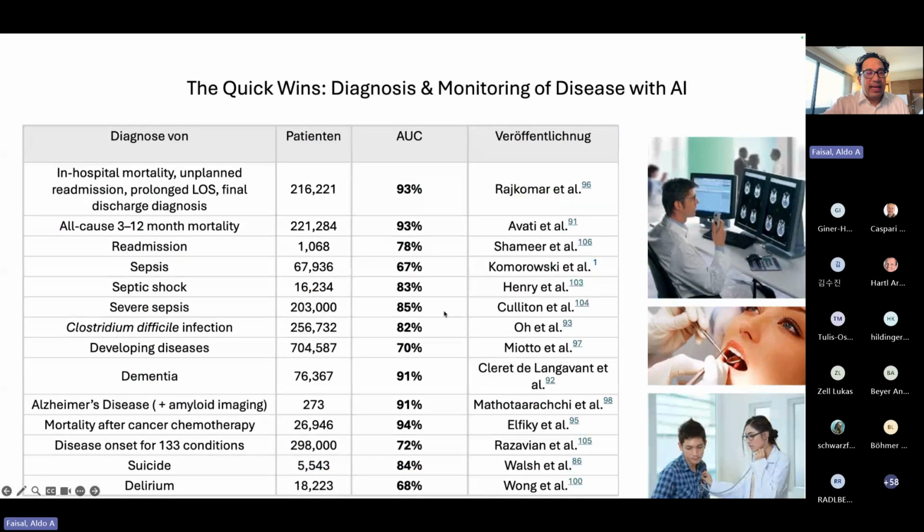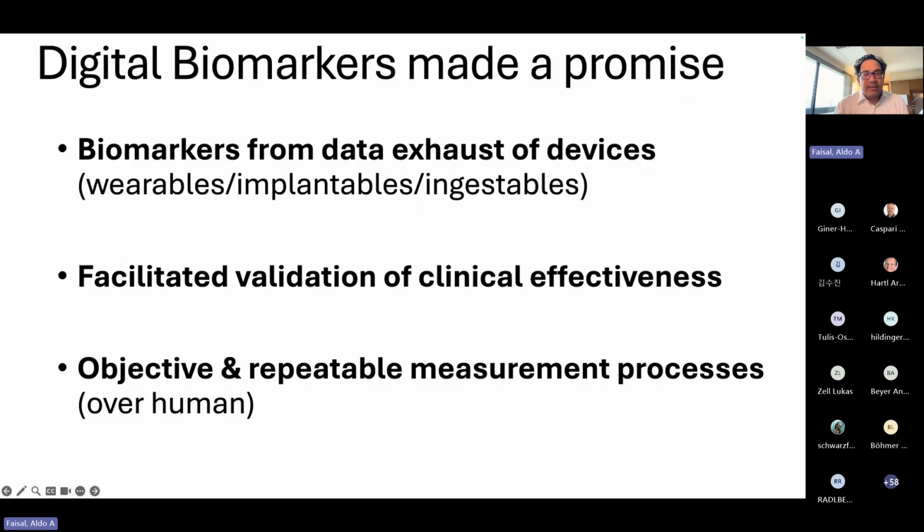But if we're now looking at methods here that are purely diagnostic, so whether a patient is sick or not, you can imagine how much harder and how much more imprecise it is to distinguish how sick a patient is and whether they've gotten 5 or 10% sicker or not. And so here, digital biomarkers have been making a promise.